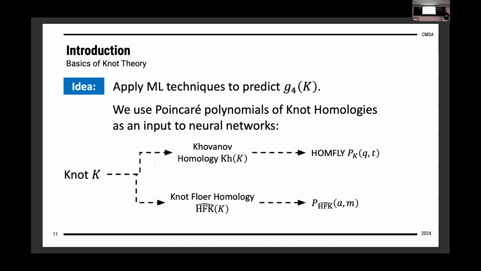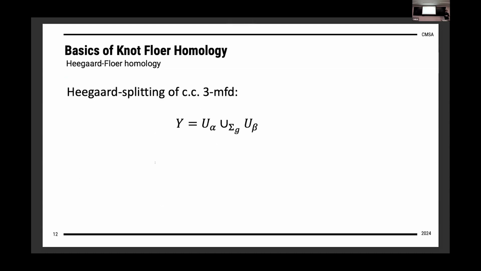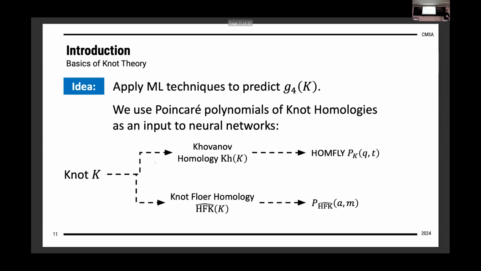So the idea is to essentially use these polynomials or non-polynomials in a certain way as an input to a neural network, and then try to essentially figure out a way to predict the smooth slice genus. So, can I ask? Yes. Do you know that those homologies determine the slice genus?